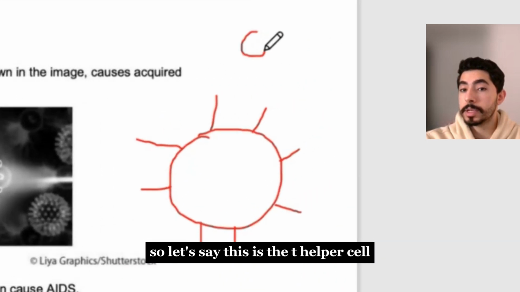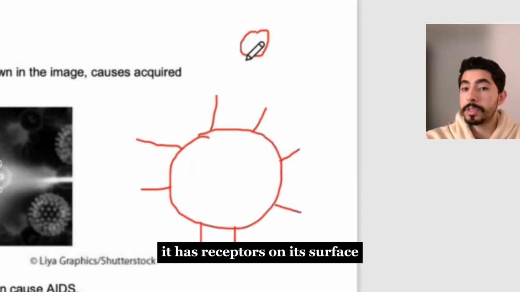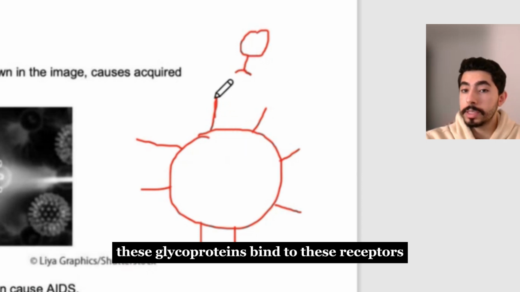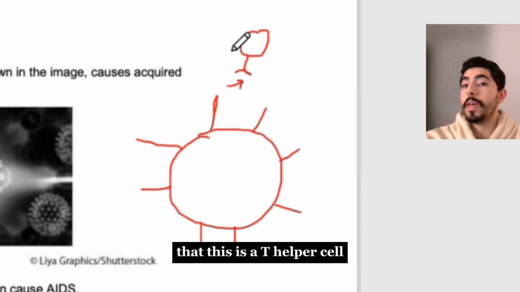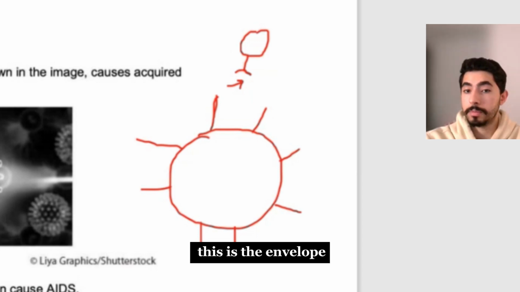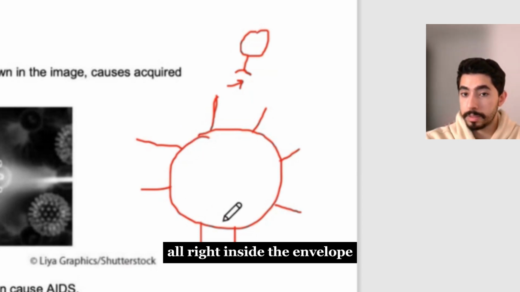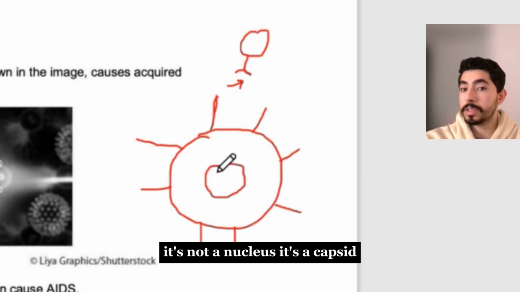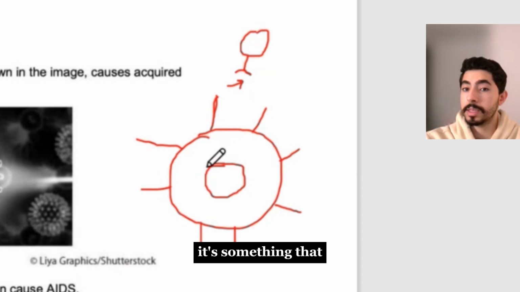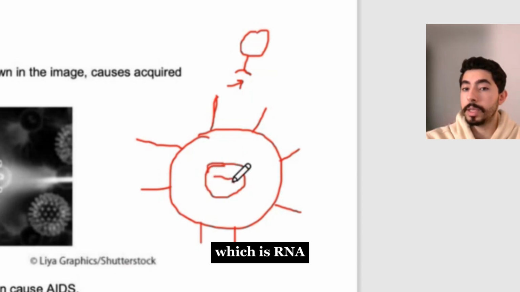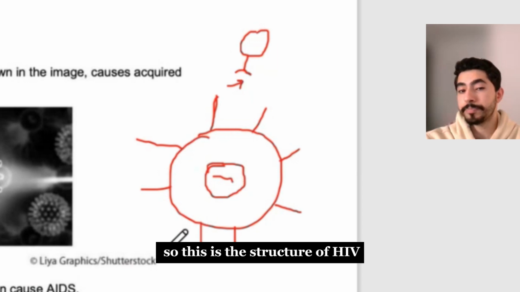So let's say this is the T helper cell. It has receptors on its surface. These glycoproteins bind to these receptors, and this is how HIV recognizes that this is a T helper cell. This causes the envelope, this is the envelope. Inside the envelope, there is a structure called a capsid. It's not a nucleus, it's a capsid. It just goes around the nucleic material of HIV, which is RNA. So this is the structure of HIV.